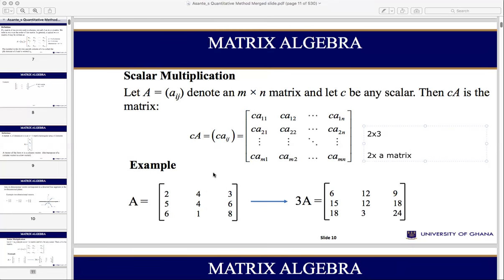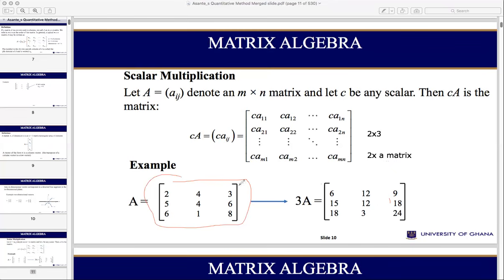You understand? So for example, what we are seeing here is A, and now they are multiplying 3 by A. So 3 will multiply everything in A. 3 times 2 is what? 6. 3 times 4 is what? 12. 3 times 3 is 9. 3 times 5 is 15. So 3 will multiply everything in here. This is the scalar. We can multiply a matrix by a scalar.